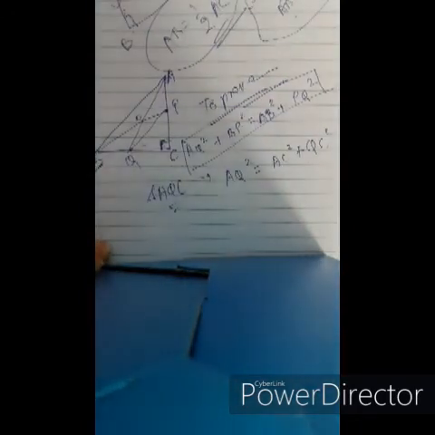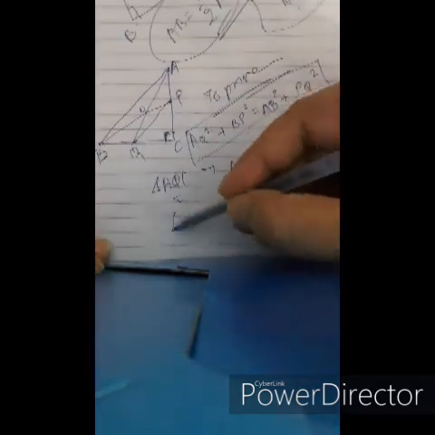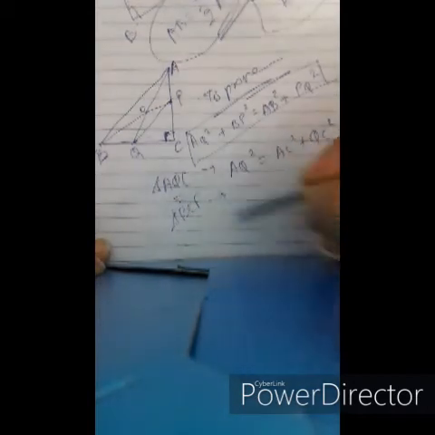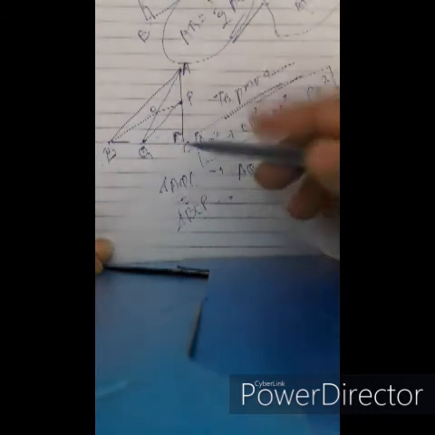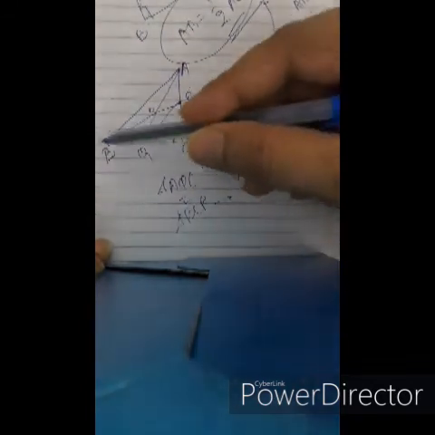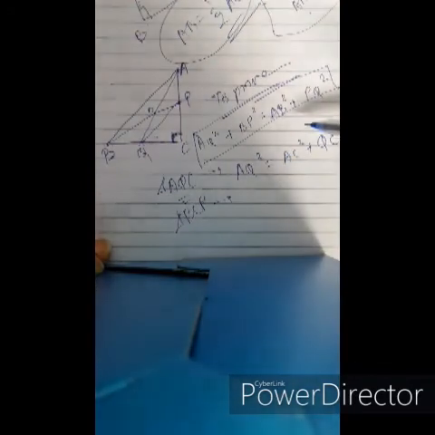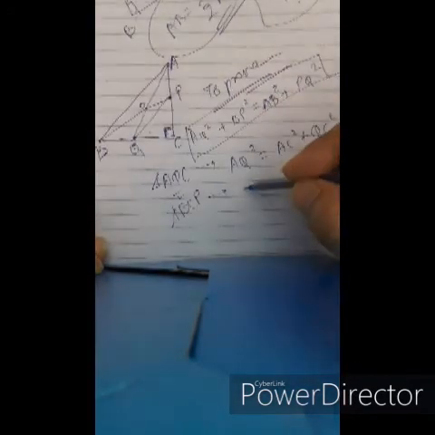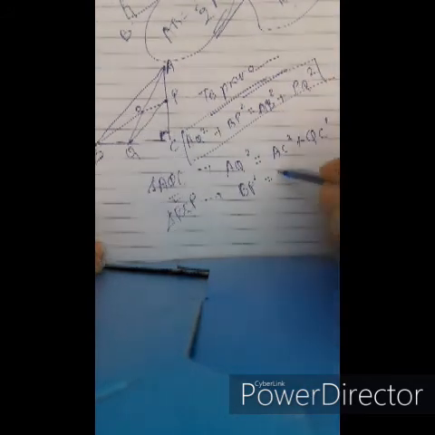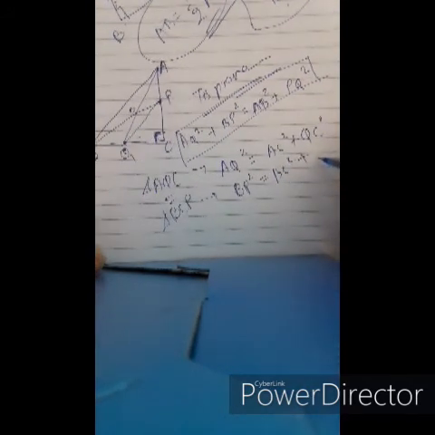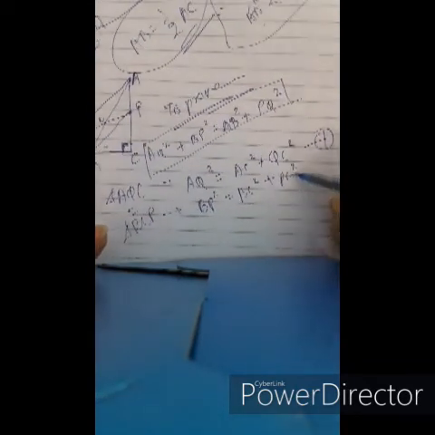Alright. Similarly, we'll take triangle BCP. BP is the hypotenuse, BC is the base, PC is the perpendicular, at right angle C. So in triangle BCP, BP square equals BC square plus PC square. Alright, this is equation 1, this is equation 2.